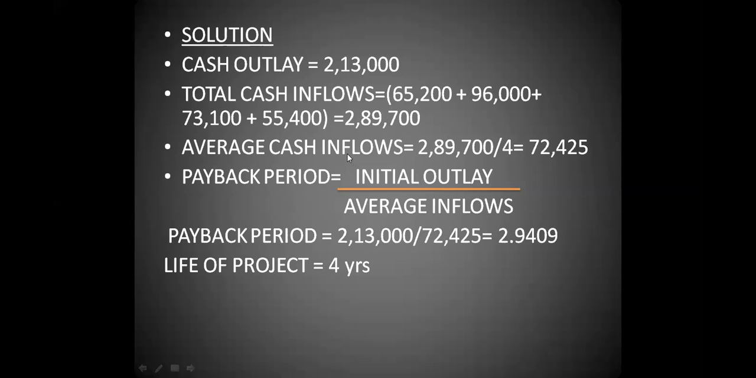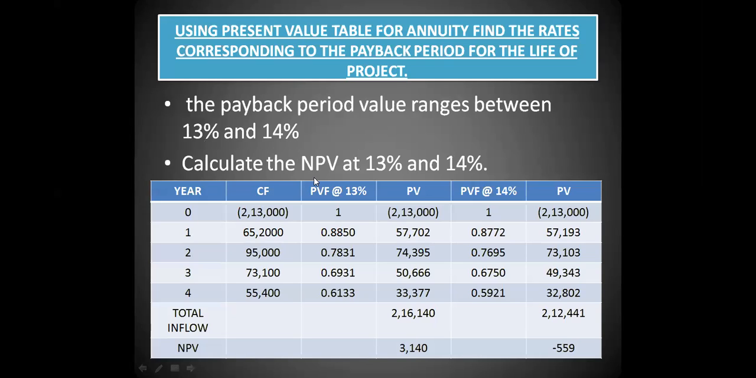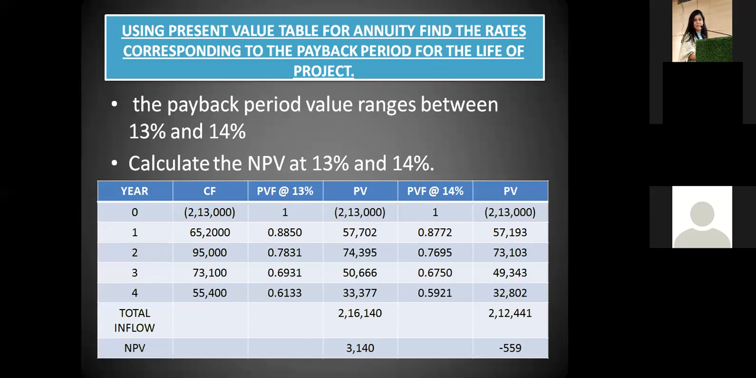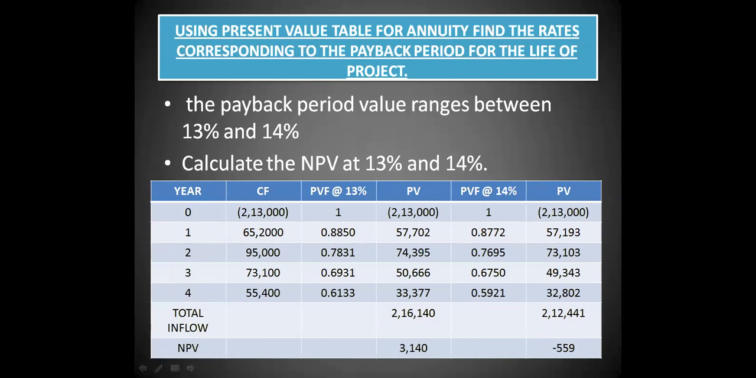Now the actual exercise will start. Now I'll be using the table, and I'll show you how to do it. In that table, we will restrict ourselves to the present value table for annuity. We will not use the non-annuity table. We will only use the annuity table in this case. So in that, we will find out the corresponding rates. We will find 2 rates relating to that particular payback period. Okay. So your payback period was 2.9409.